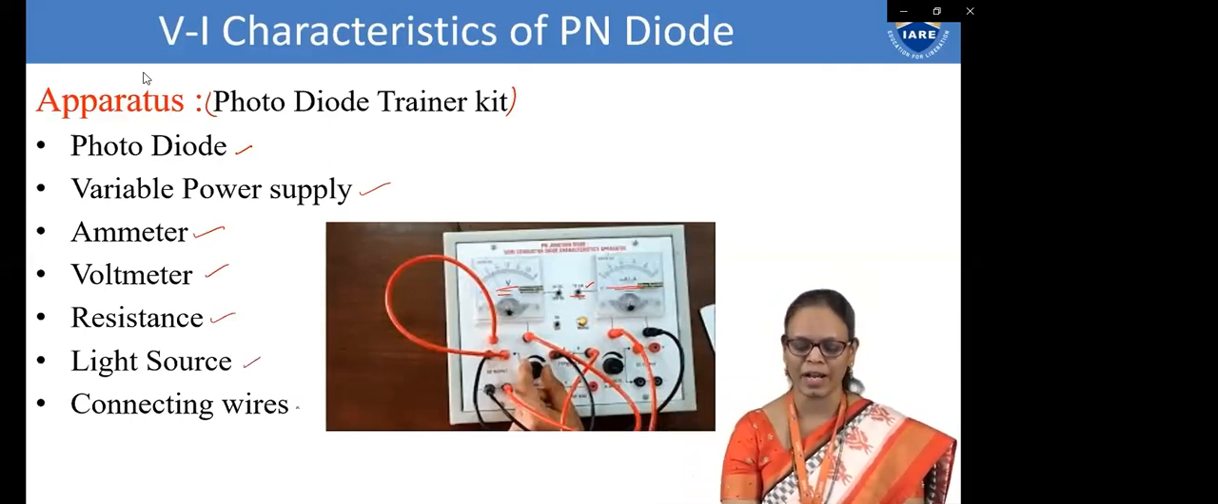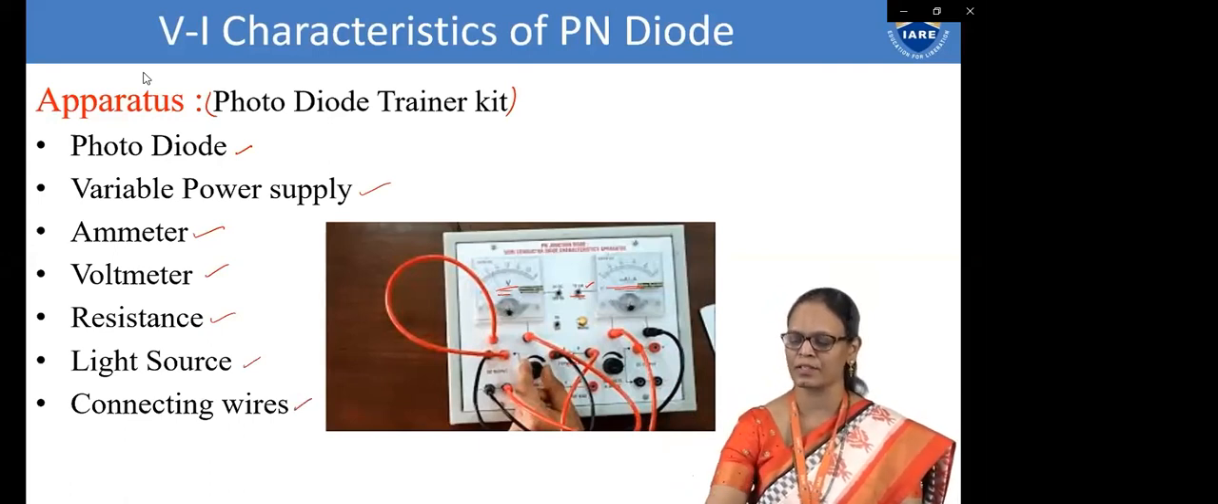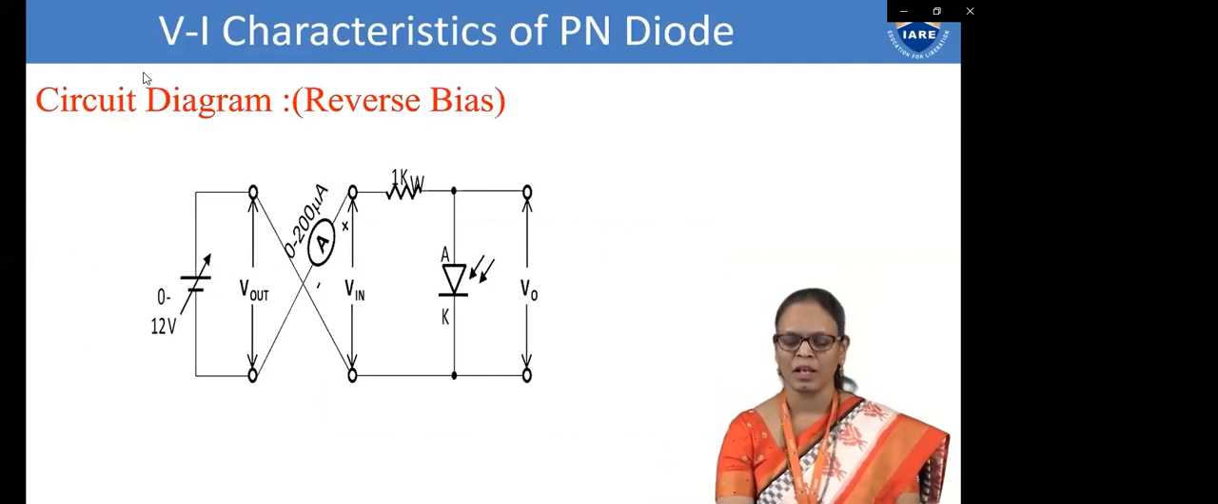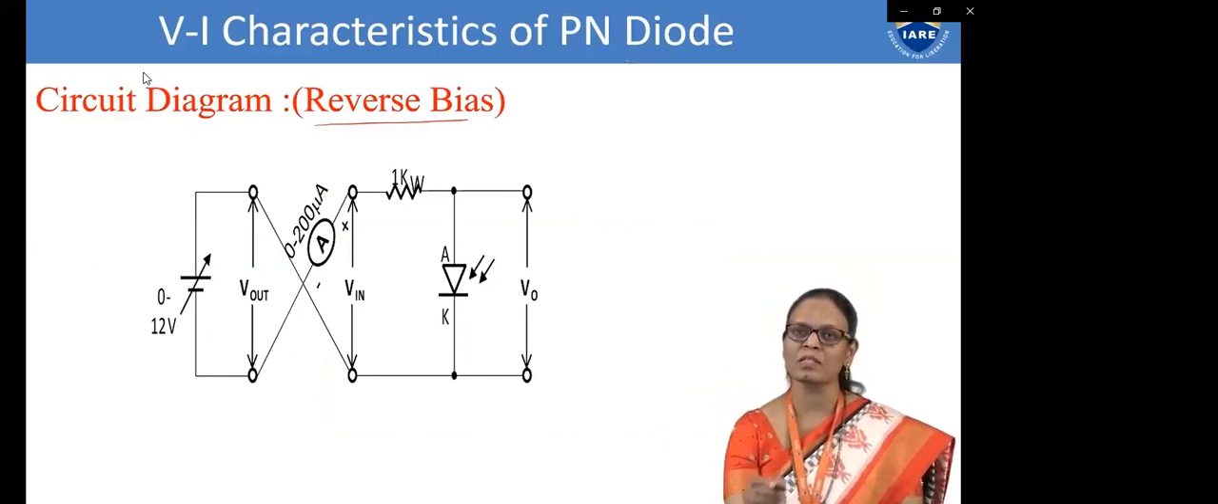And then a light source, a lamp we take, from which the light will fall onto the photodiode, and then some connecting wires to do the external connections. Now this is the circuit diagram for reverse bias. We are going to study the reverse bias characteristics of a given photodiode.